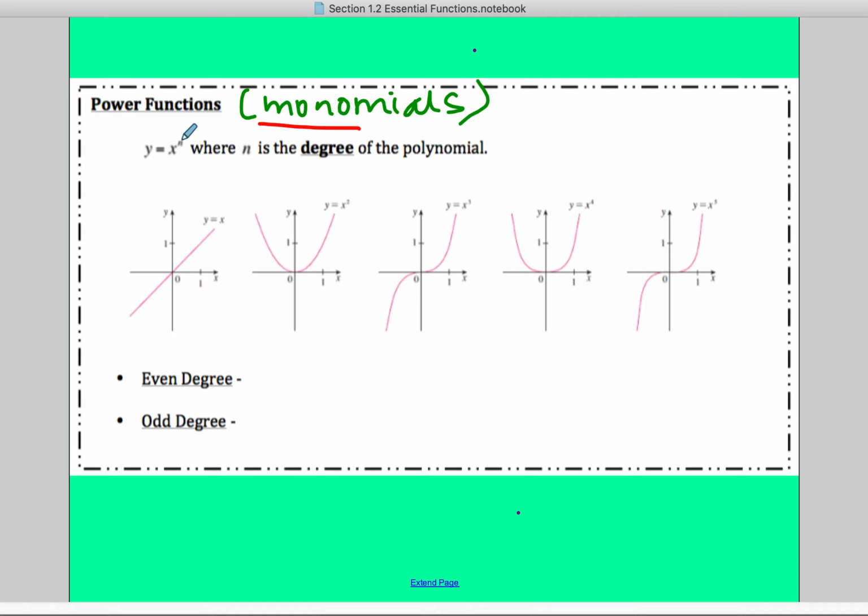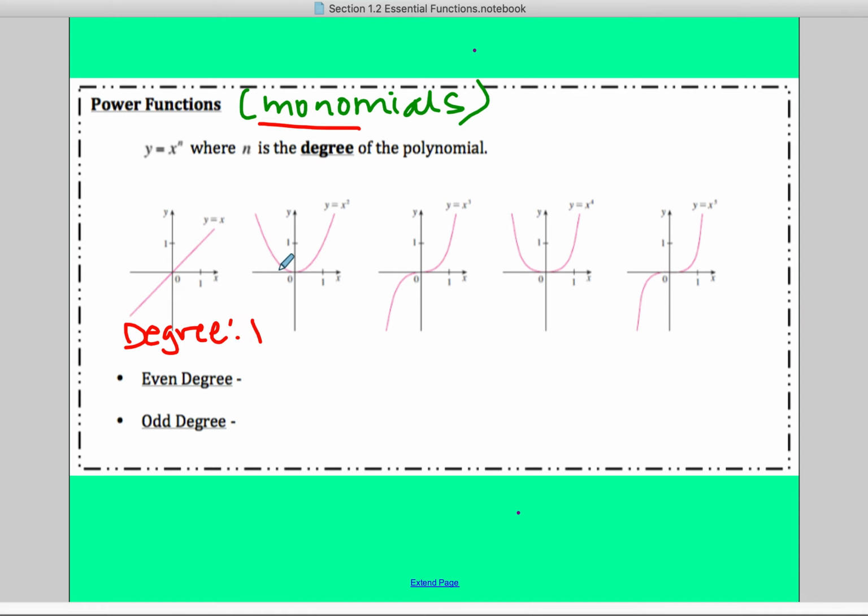So x to the first, or x to the second, x to the third, where n is the degree of the polynomial. Remember, your degree is your highest exponent in a polynomial. But if it's a power function, it is just a monomial, singular. Okay, so here's an example of a linear function, and when I have a linear, the degree is 1.